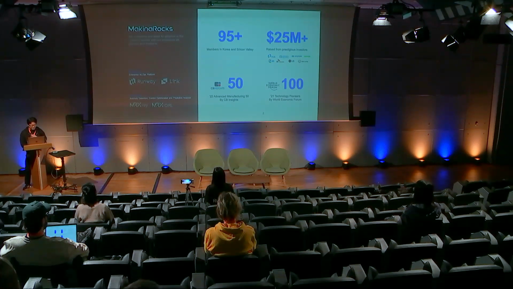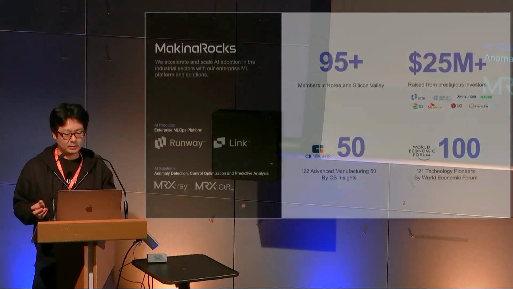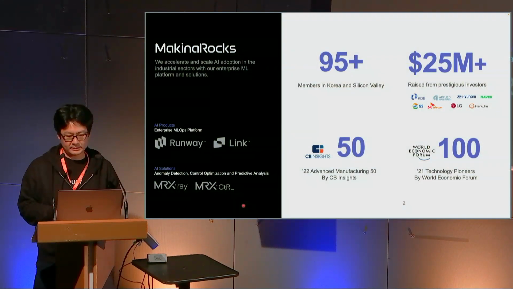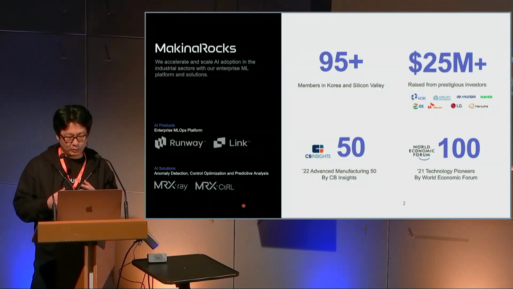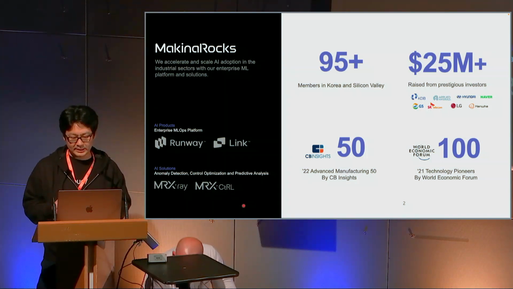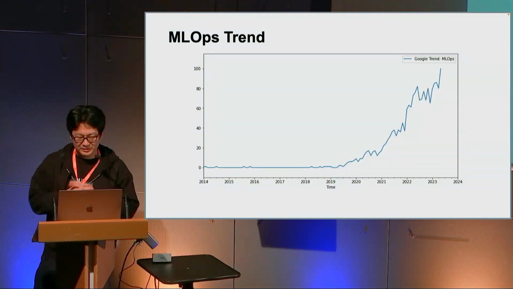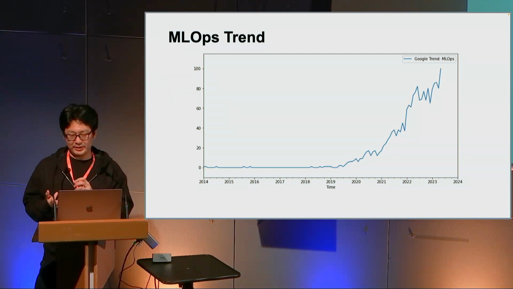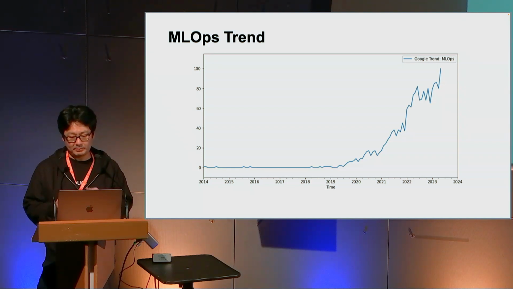Okay, so let me talk a little bit about MakinaRocks. We make MLOps industrial solutions. So we are about 100 people in Seoul and San Jose in US, and we are a Series B company. And we were listed on the Advanced Manufacturing 50 list by CB Insights, and were selected as a technology pioneer by World Economic Forum.